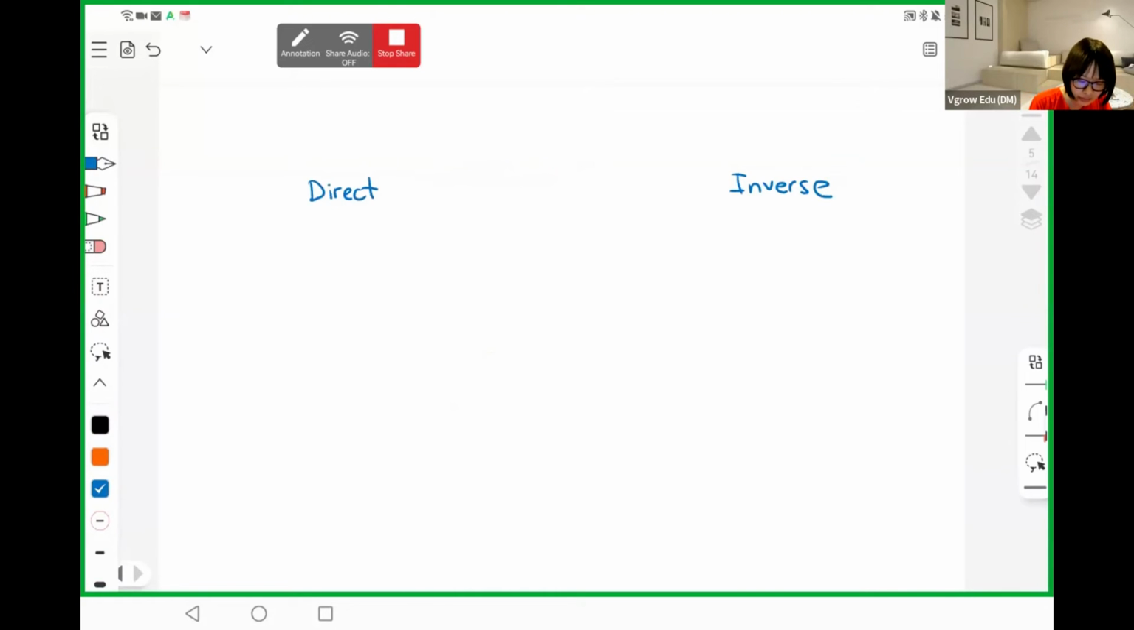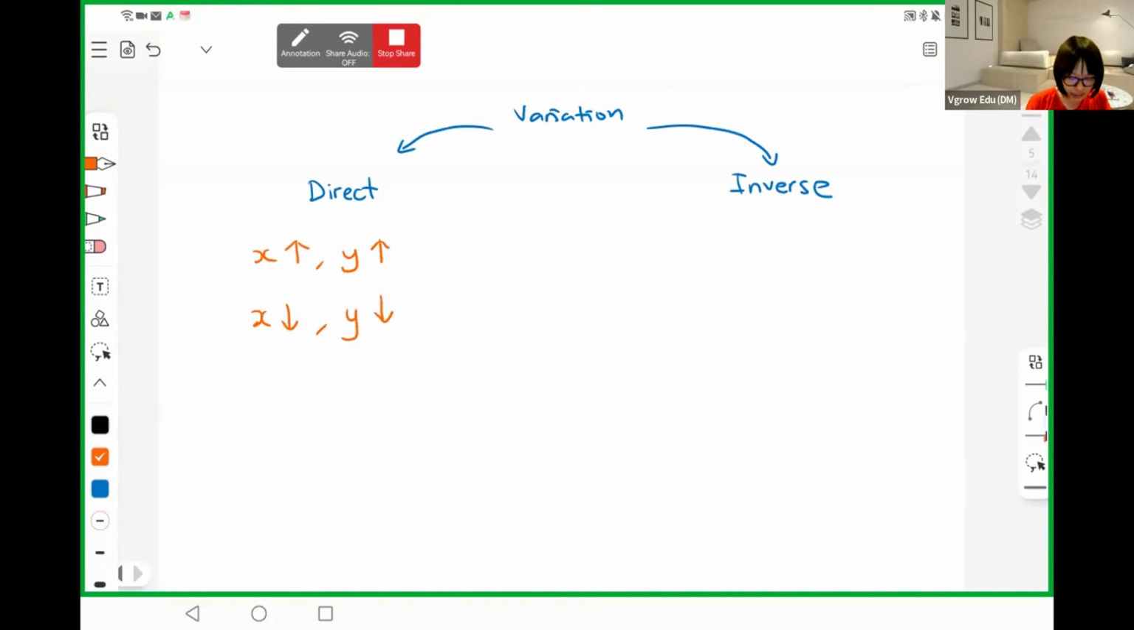Now, direct variation and inverse variation, we only learn these 2 types. One is direct, another is inverse. So direct means when x increases, y also increases. Balik, when x decreases, y decreases. Represented in graph form, x, y, and remember the line must pass through the origin. If it's not passing through the origin, then it's not a variation.